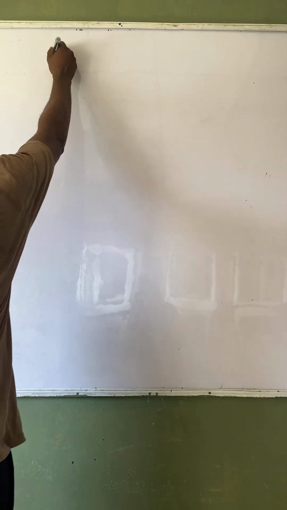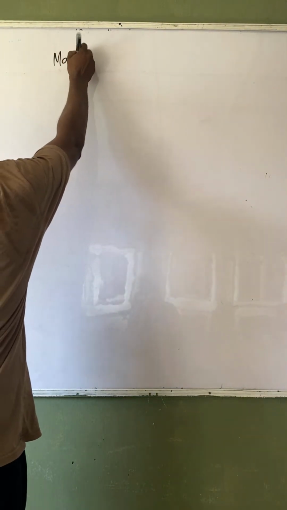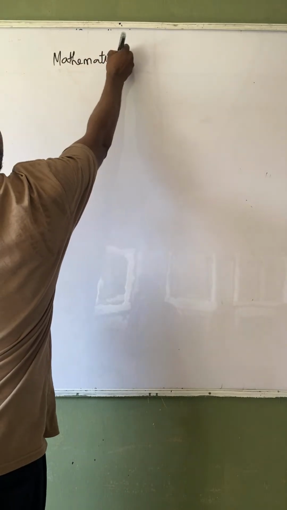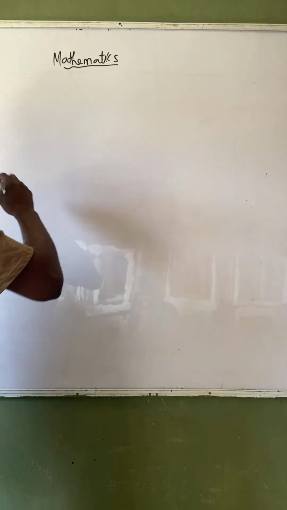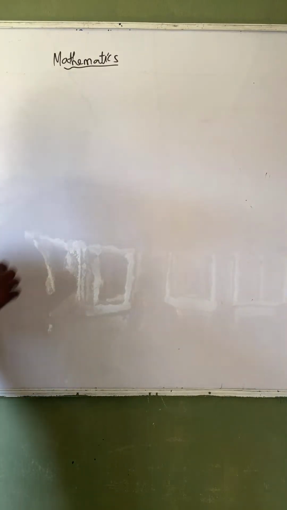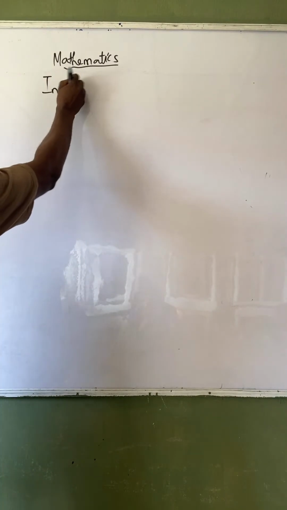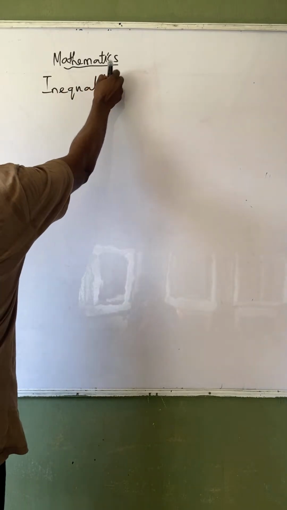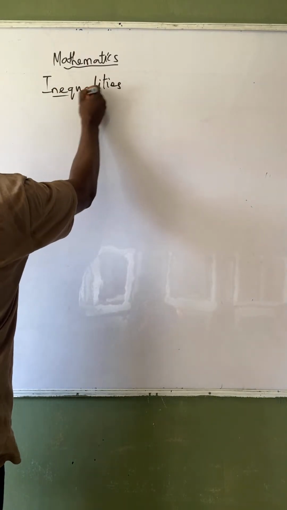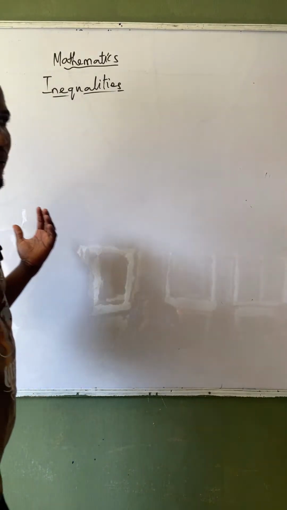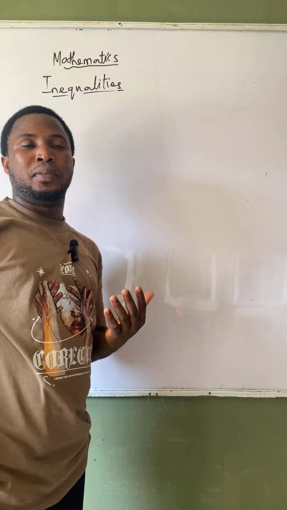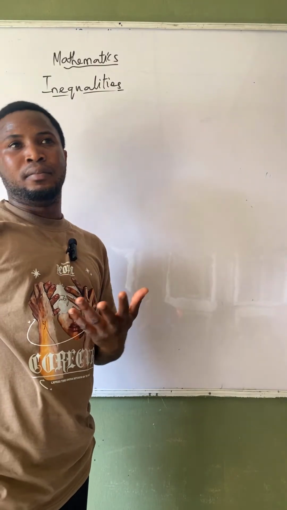Okay, let's look at this. I want to believe you can see my board. So let me write mathematics, and under this we want to look at inequalities. I'm going to be starting with something very easy. We have some inequalities in mathematics. Basically, we have about 4 of them.